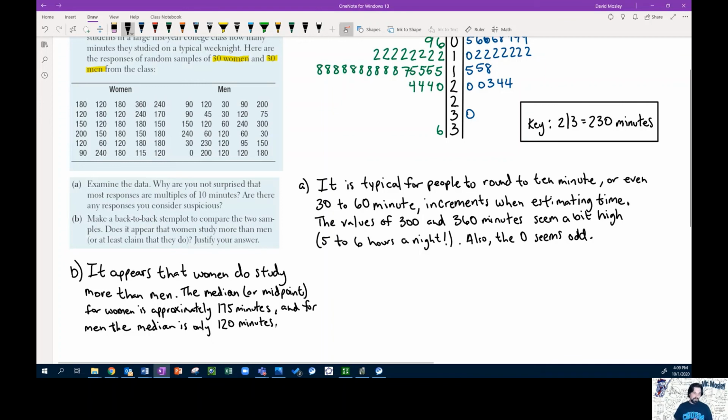So it appears that women do study more than men, based on this sample. The median or midpoint for women was approximately 175 minutes, and for men, the median is only 120 minutes. And again, we can find that information in the calculator by calculating our summary statistics.